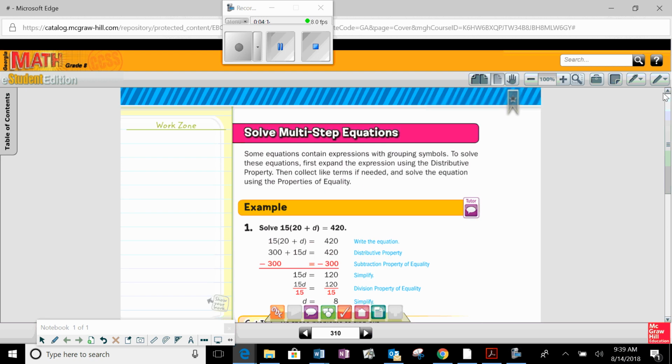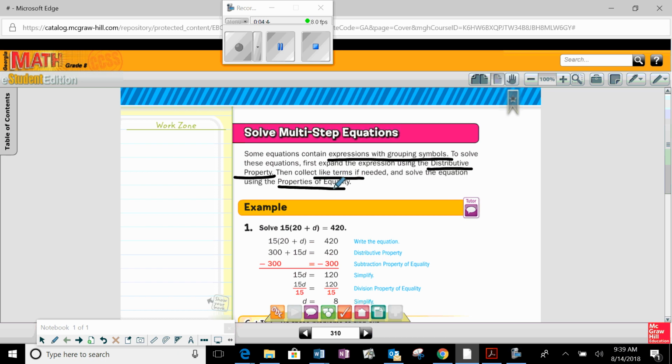So we are going to solve multi-step equations that contain expressions using the grouping symbol. To solve these equations, you have to expand the grouping using the distributive property. So we're going to use the distributive property when solving these equations. Then collect like terms as needed and solve the equation using properties of equality. So we're going to group things together using the distributive property, then we combine like terms, then we solve the equation.